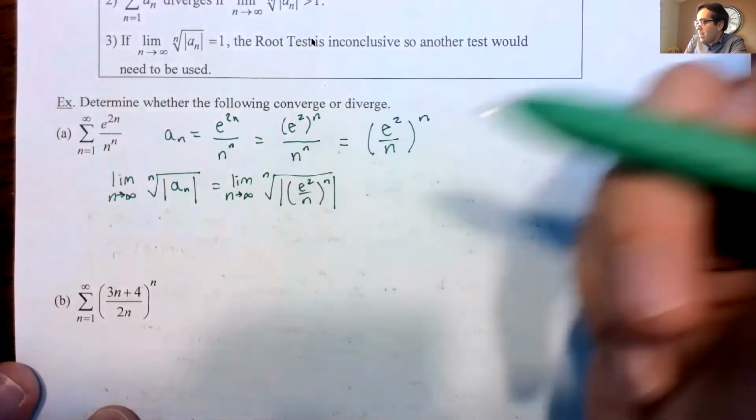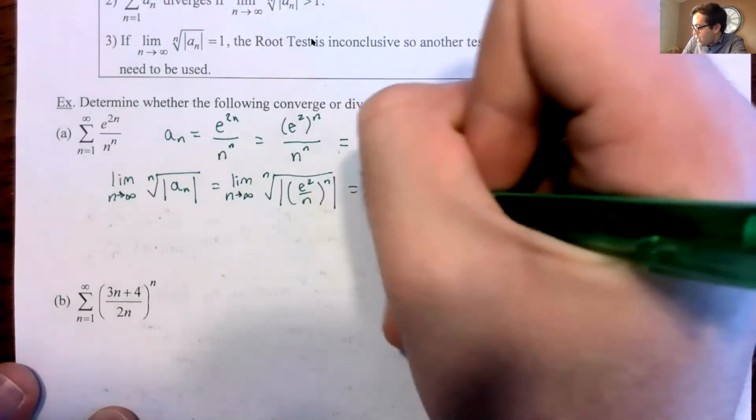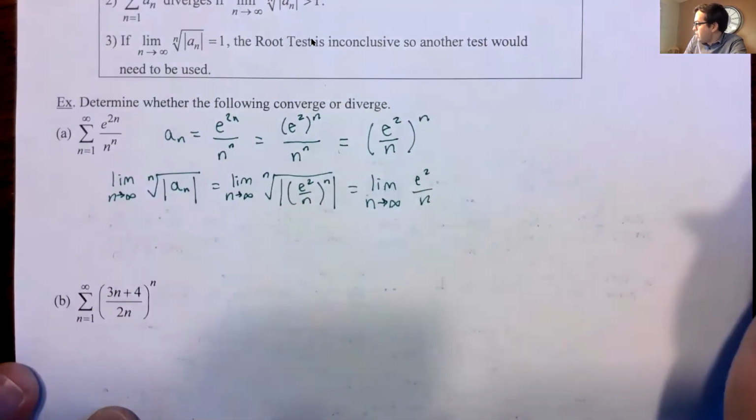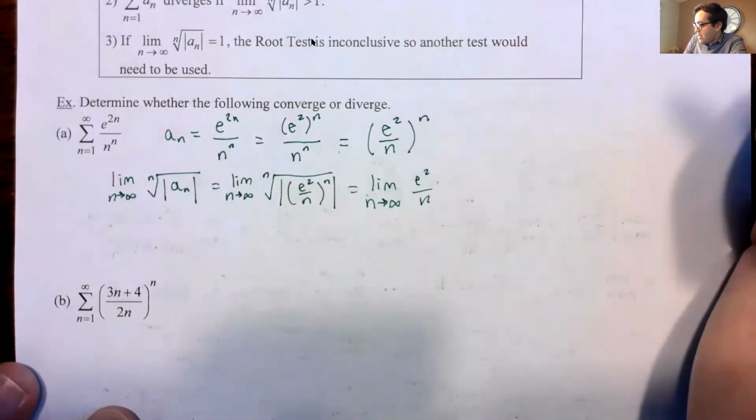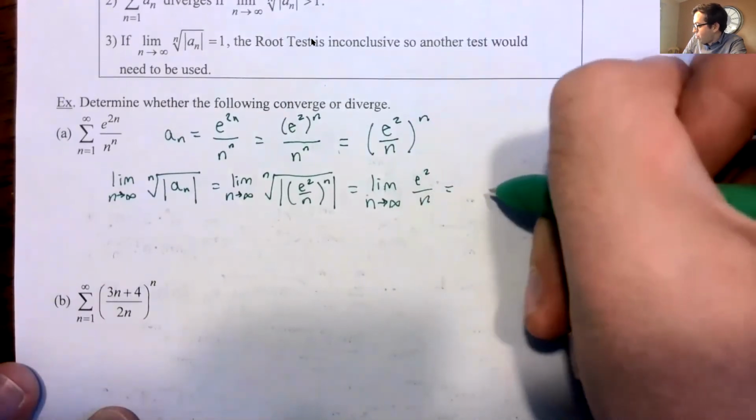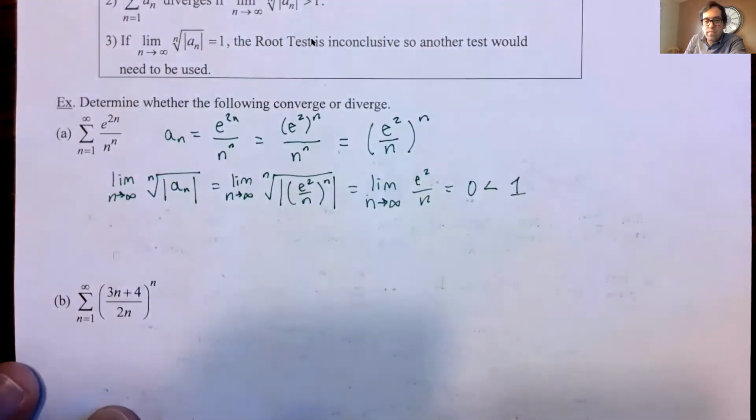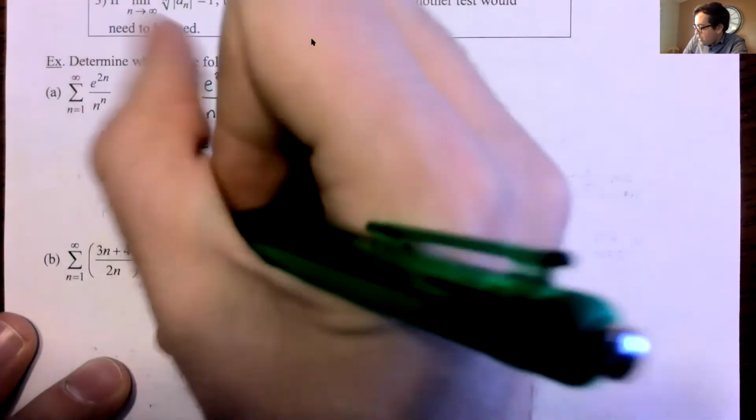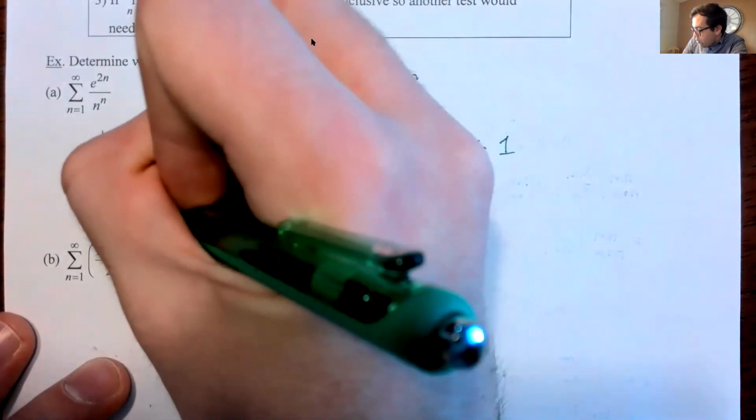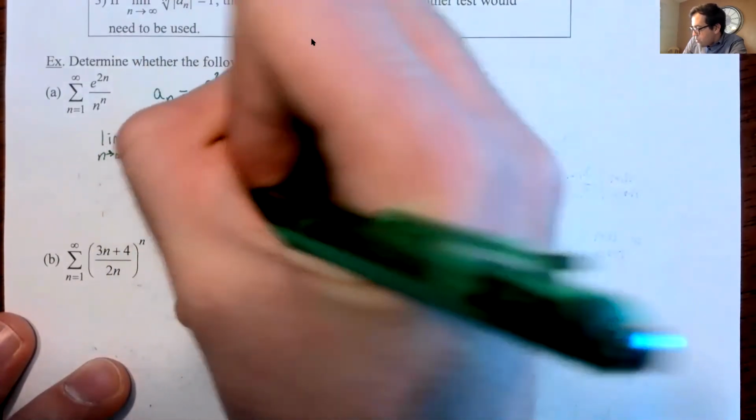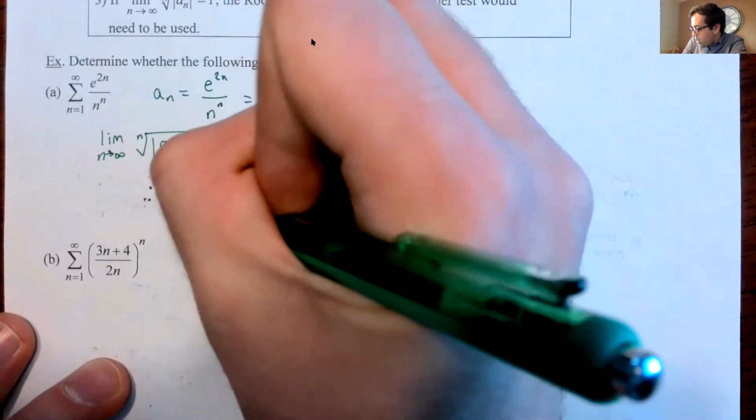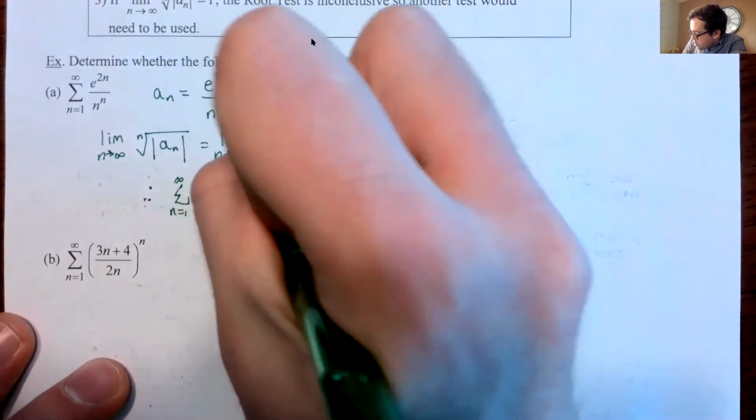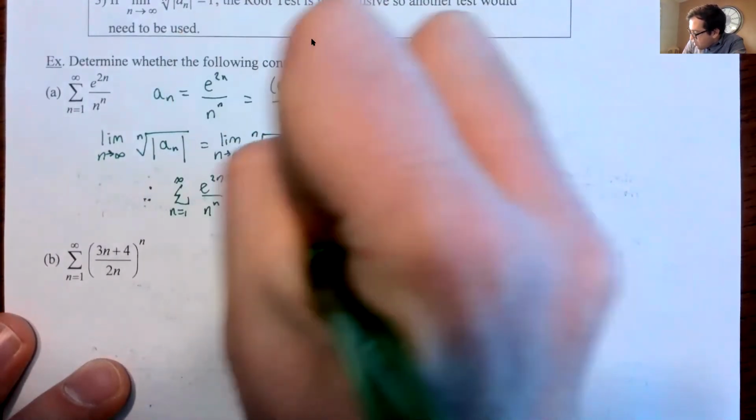We have an nth root and an nth power. So this cancels out and just leaves us with the limit as n approaches infinity of e squared over n. And the e squared is a constant. The n is going to keep growing. So this fraction approaches 0, and that is less than 1. So we just proved by the root test that this series converges. So I'm just going to write that out. Therefore, the series n equals 1 to infinity of e to the 2n over n to the n. I'm going to write it the way that it was originally given, and that converges by the root test.